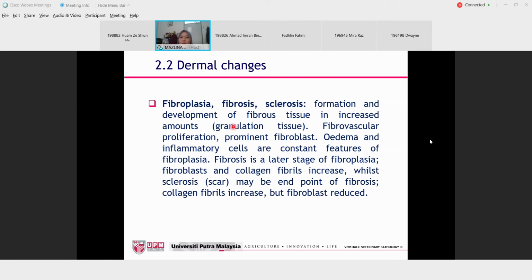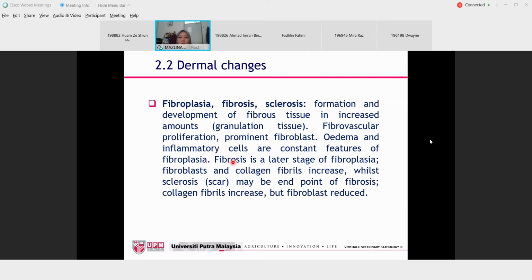Okay, so it starts off with fibroplasia and then it will become fibrosis. After that there will be fibrovascular proliferation, because you need more blood supply to the area where healing is occurring. And then prominent fibroblasts: here you see more fibroblasts, very obvious in the tissue. Edema and inflammatory cells are also constant features of fibroplasia, okay. So these are the first steps in the healing of the skin, followed by fibrosis.